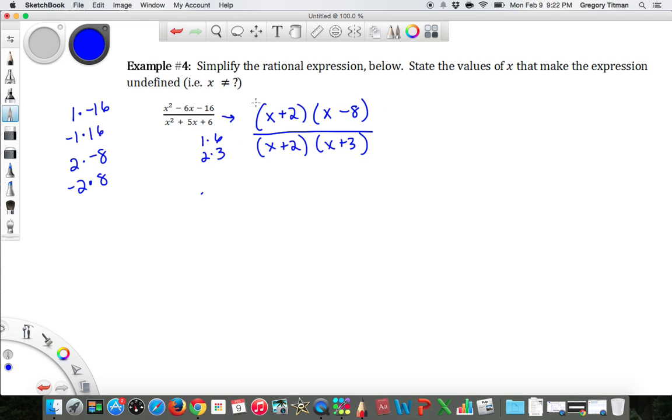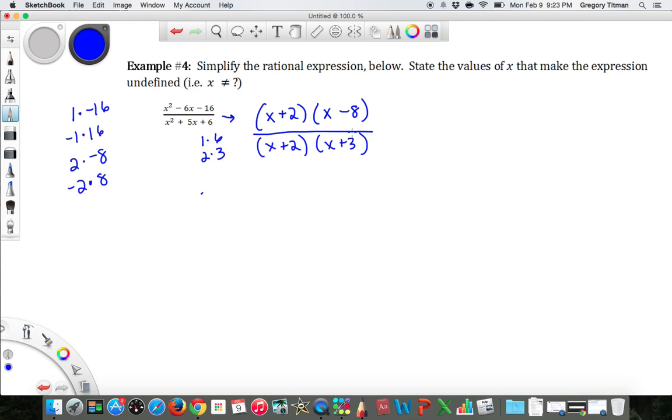And don't forget, when you're factoring, it's a great idea to always go back and double check to make sure you factored correctly by foiling and multiplying it back out to see if you get the original expression. So x times x is x squared, x times negative 8 is negative 8x, 2 times x is 2x, negative 8x plus 2x is the negative 6x, 2 times negative 8 is negative 16, so we're good there. And down here in our denominator, x times x is x squared, x times 3 is 3x, plus 2 times x, which is 2x, and that would be 5x, and 2 times 3 is 6. So we factored this all correctly.